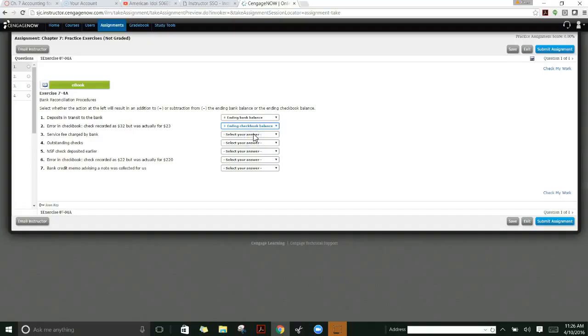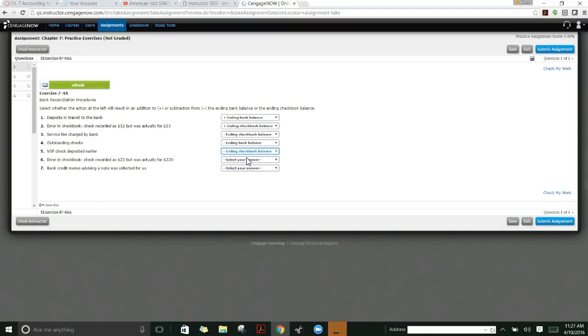Service fees by the bank have already been subtracted from the bank balance, but they have not been subtracted from your checkbook. These can be substantial, so it could really make a difference in making sure that you have a proper balance and you're not overdrawing. Outstanding checks have already been subtracted from your checkbook, but they have not been subtracted from the bank because they have not cleared the bank yet. A non-sufficient fund check deposited earlier, that means you've added it to your checkbook, but now you need to subtract it since it was non-sufficient funds.